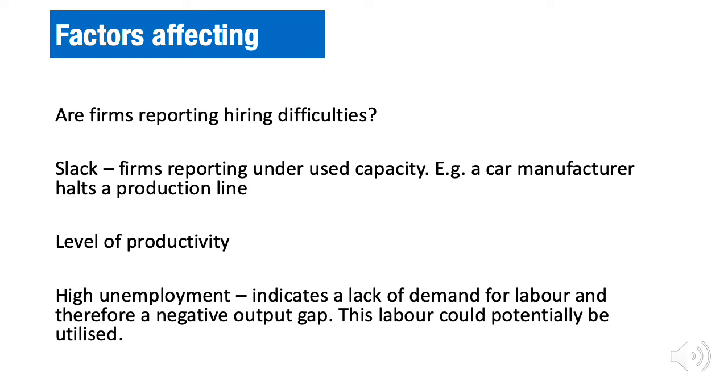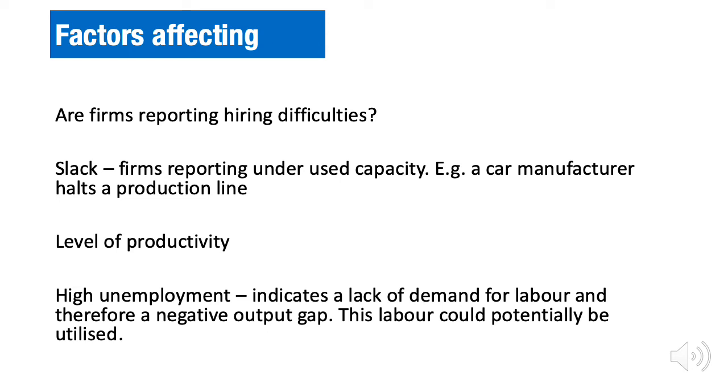You might be asked to look at the different factors that affect the size of the output gap. Some of the factors that you might come across as you're reading your textbook or your course companion are the following. If a firm's reporting hiring difficulties, let's say it's got a number of job vacancies that have been advertised for a number of weeks, possibly months, and it can't fill those vacancies, think, what does that suggest to us? Well, it suggests that everyone who wants a job has a job, so those vacancies aren't being filled, and therefore the economy might be operating at a positive output gap.